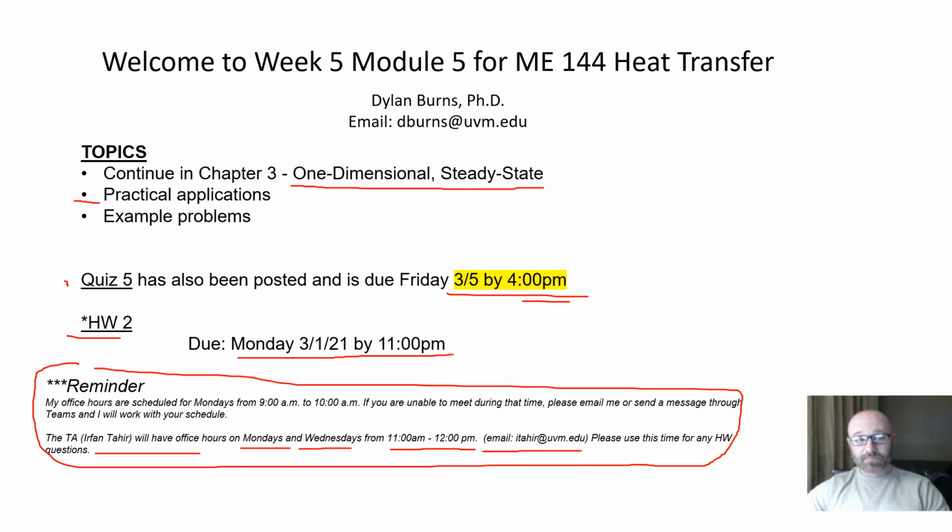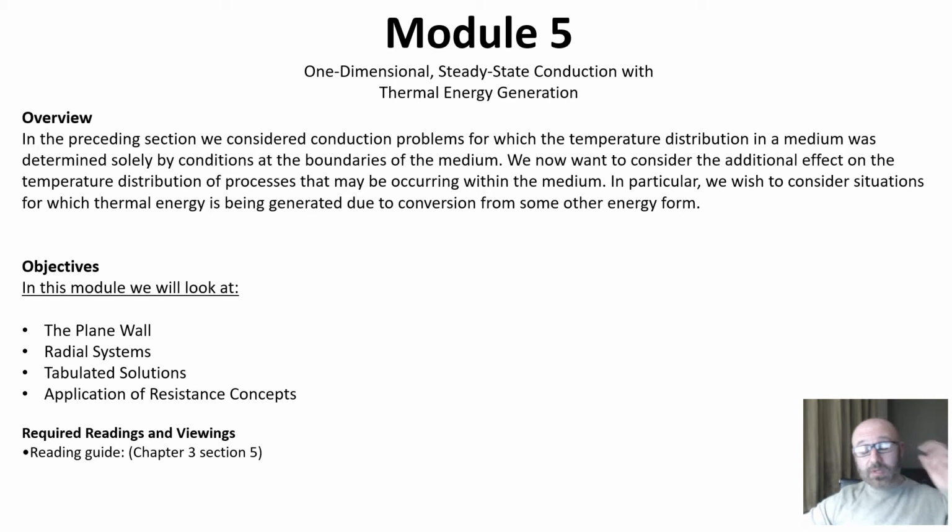Now, as we jump into Module 5, we're still going to be taking a look at 1D steady state conduction. But the difference now is that we're looking at it with thermal energy generation, whereas before we were doing it without thermal energy generation. In previous sections, we considered these conduction problems where the temperature distribution in a medium was determined solely by the conditions at the boundaries of the medium. But now we want to consider the extra effect on temperature distribution of processes that may be occurring within the medium and not just from the boundaries of the medium. In particular, we want to take a look at situations for which thermal energy is being generated due to conversion from some form of energy.